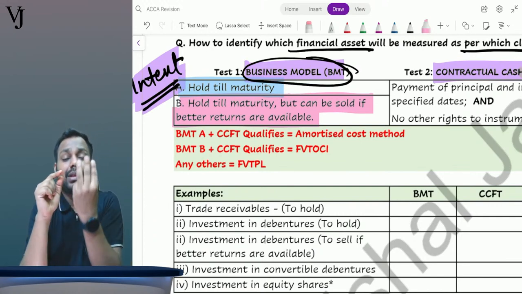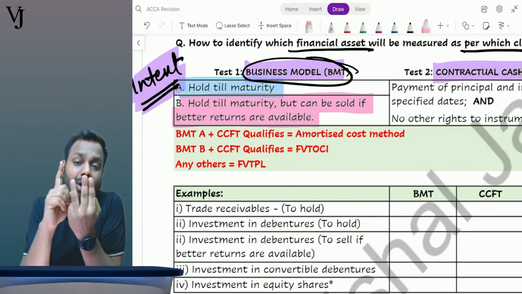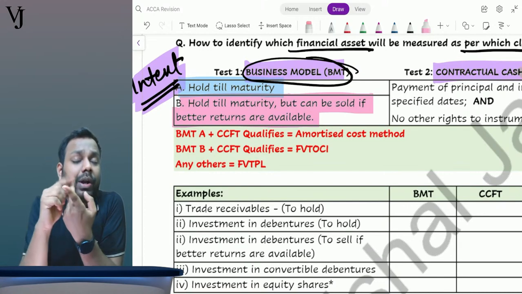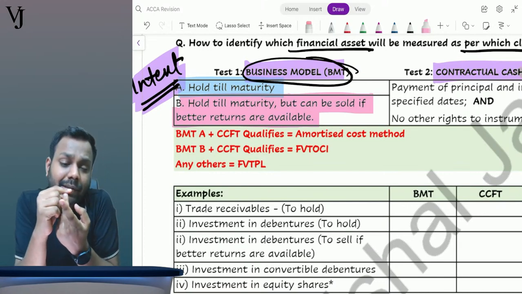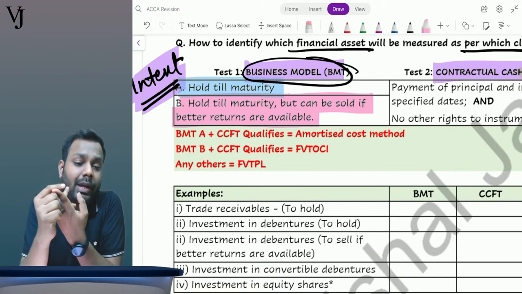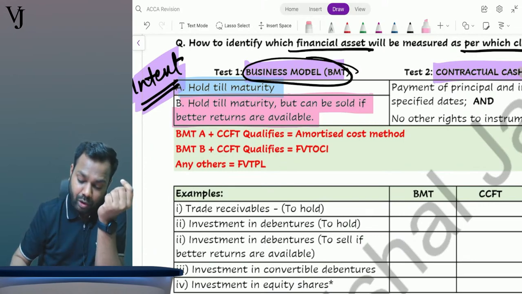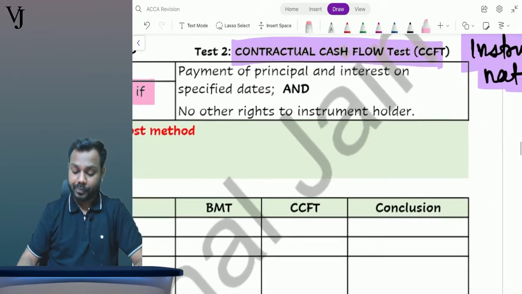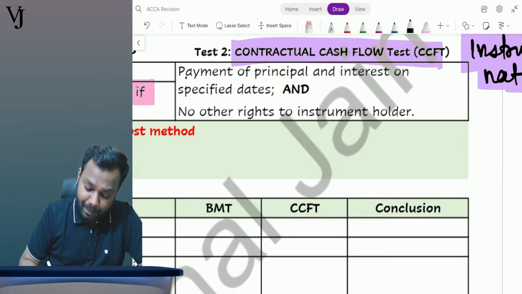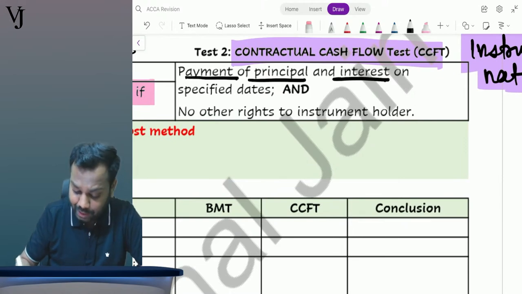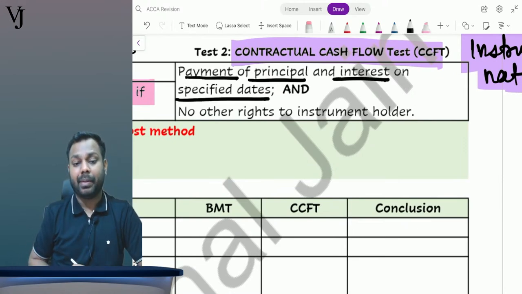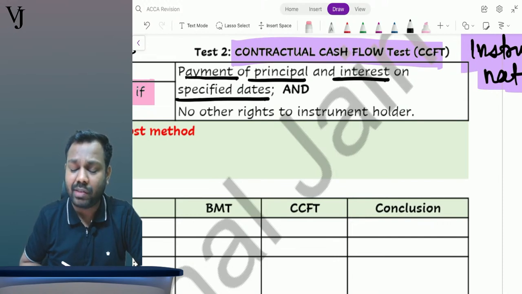Okay. So there are three business models. Business model one is hold till maturity, the second is hold till maturity and sell if better returns are available, and the third is hold for trading purposes. Then the contractual cash flow test. Meaning thereby, payment of principal and interest on specified dates.